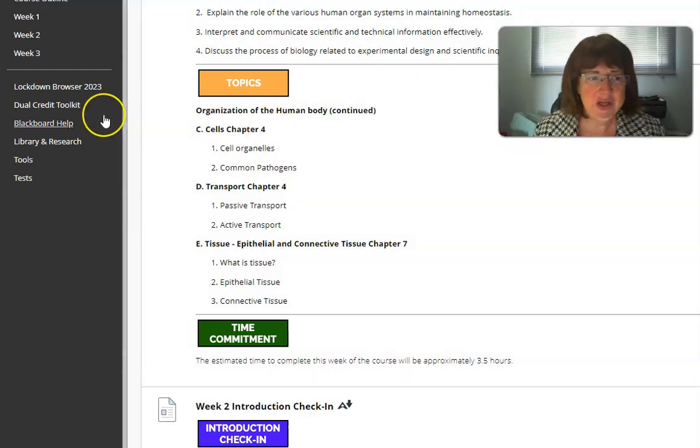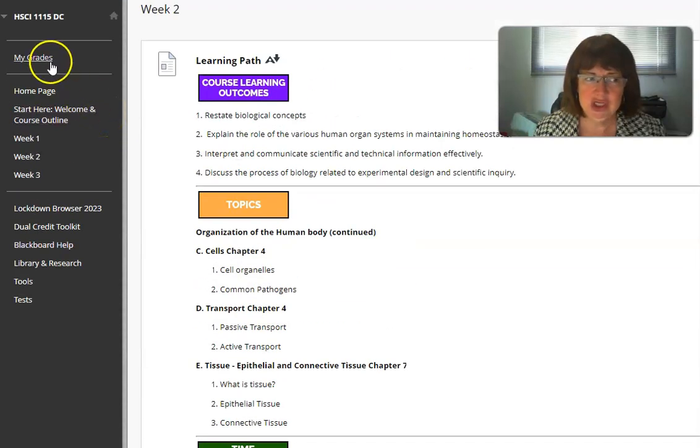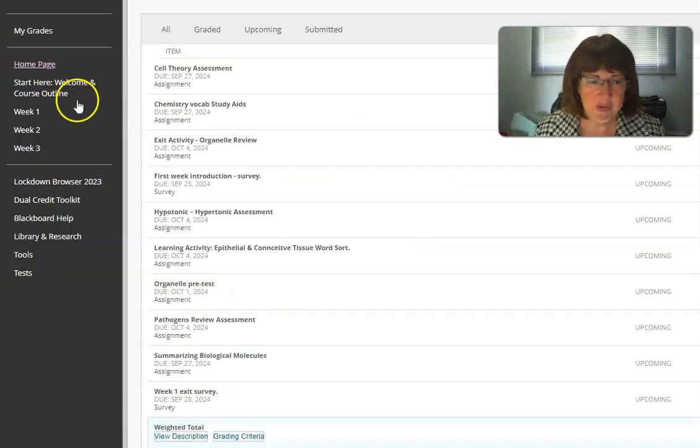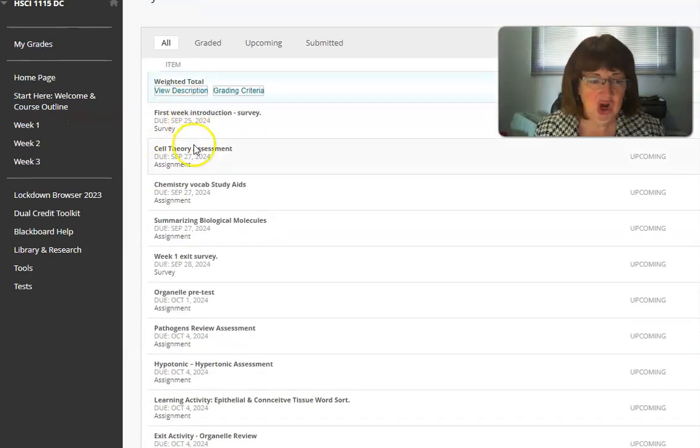Good. Now, to be aware of how you're doing in terms of your grades, if you go to My Grades, it will show all the assignments and the date due. And we do have an organelle review, which is pretty much the same start review, except now you get marks for it and it is open book. So that it's for the week.